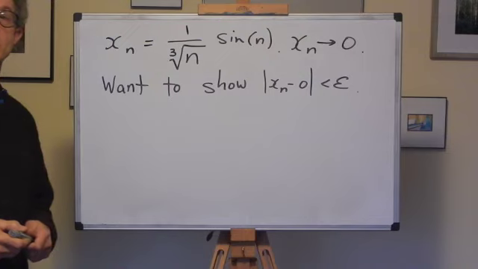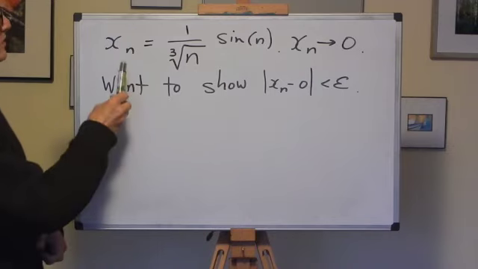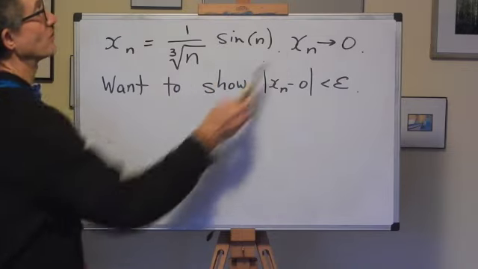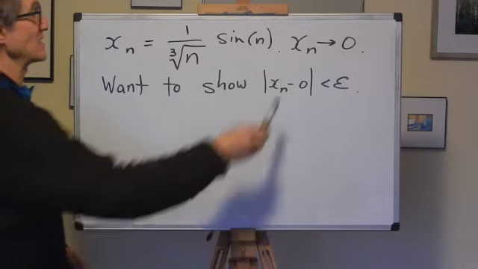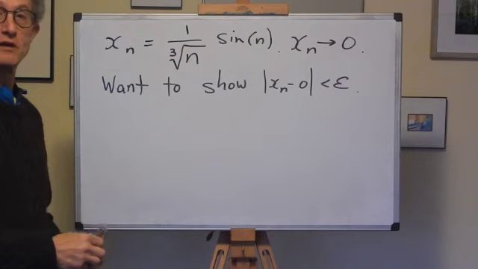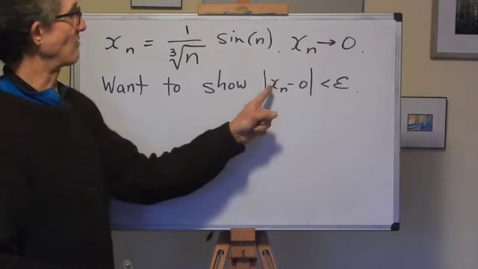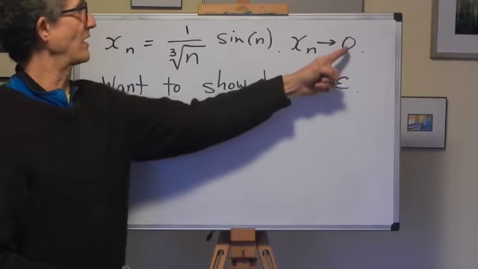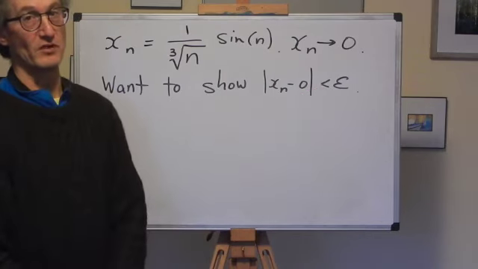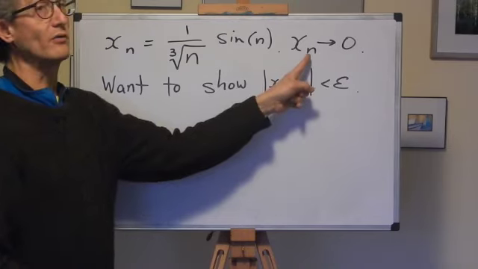Here's an example in which we show that a certain sequence has a certain limit. We want to show that 1 over the cube root of n times sine n approaches 0, and this, of course, means as n goes to infinity. That's the only thing that can happen with a sequence, that we march on along the values of the sequence. So we want to show that xn minus 0, the difference between xn and the limit value, is within the tolerance, where epsilon is just some positive number. Now, what do we have control over? We have control over how far out in the sequence we go.